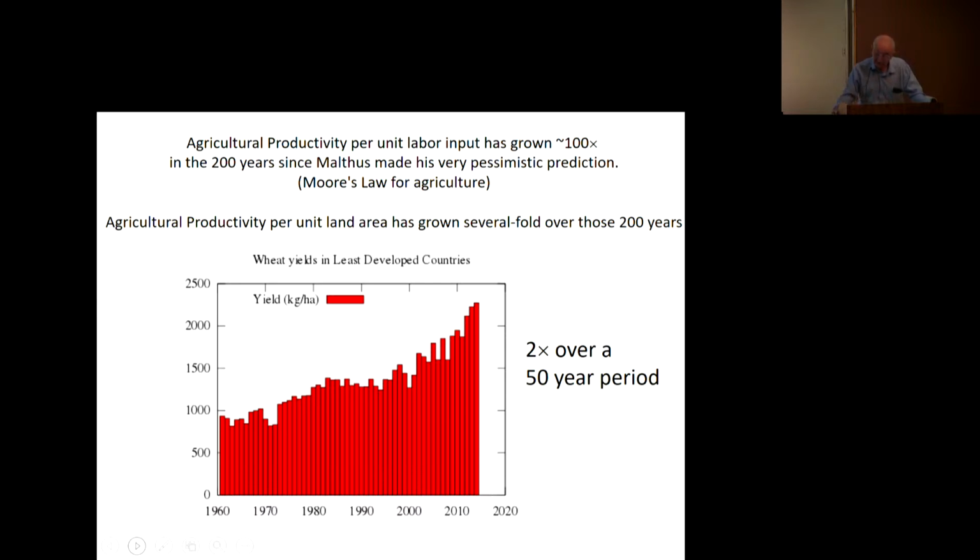You've all heard about the green revolution, the agricultural revolution. And certainly in terms of human labor, we've become more than 100 times more efficient since Malthus very pessimistically predicted that the Industrial Revolution wouldn't help because people would still have too many children. There would never be enough food for them. But he was wrong. In fact, you can see on this graph that the productivity of land in the least developed countries has improved about 2x over a 50-year period.